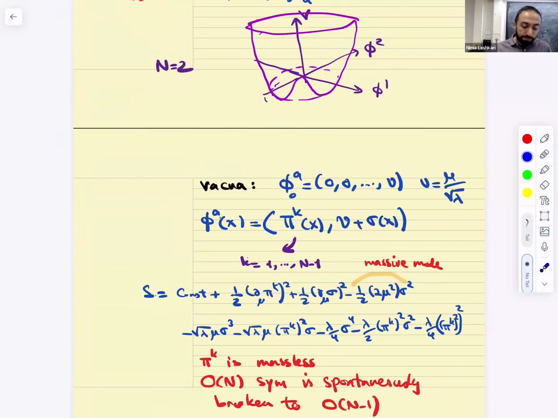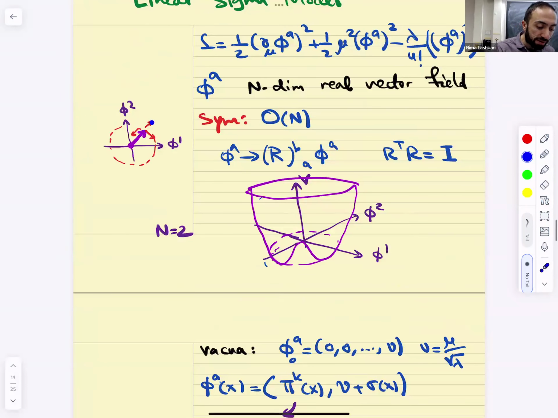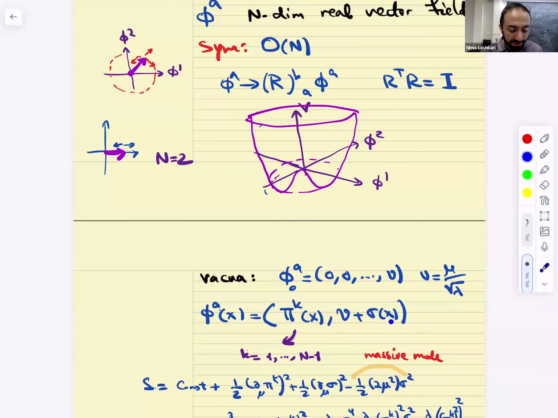All right. Good. So let's fix it. Here I was talking about the radial direction and orthogonal direction. One way of simplifying life is to say I'm going to pick this to be in this direction. Now, radial means phi N, and the perpendicular directions are the orthogonal ones. So I'm going to split my phi into v plus sigma of x. This is the radial mode. And then these are the perpendicular ones, pi k. There are N minus one of them.